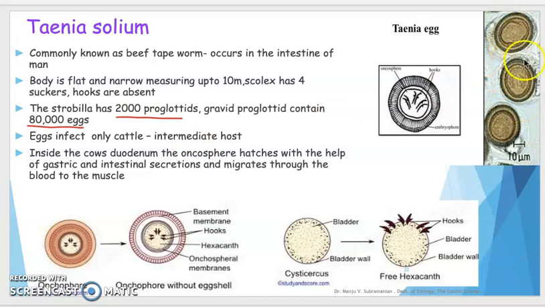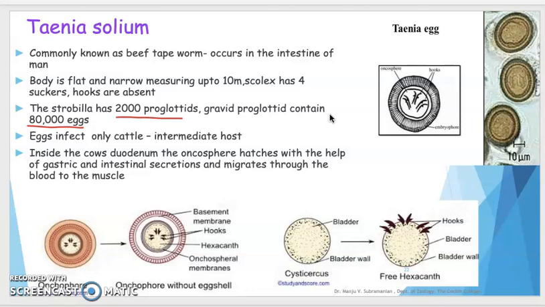So this is a picture of the original image of a Taenia egg. In this Taenia solium egg, you can see the numerous membranes, and the egg contains 3 pairs of hooks. The life cycle of Taenia solium is completed in 2 hosts, mainly the man and the pig. The man is the primary host, and the pig is the secondary host.